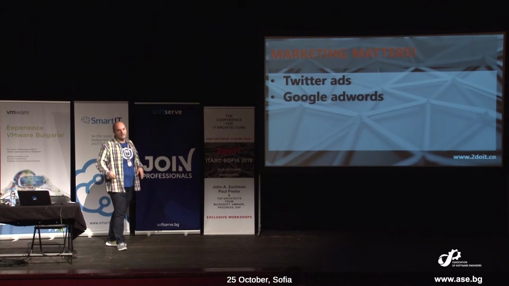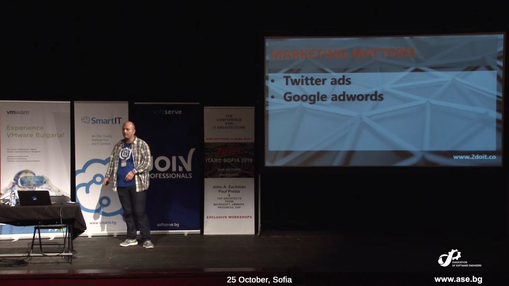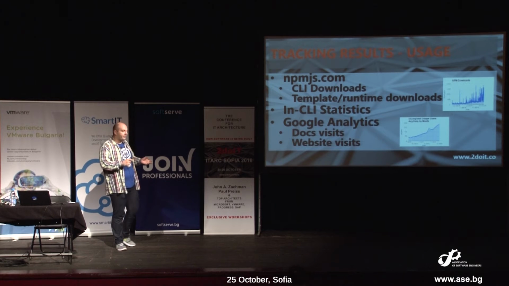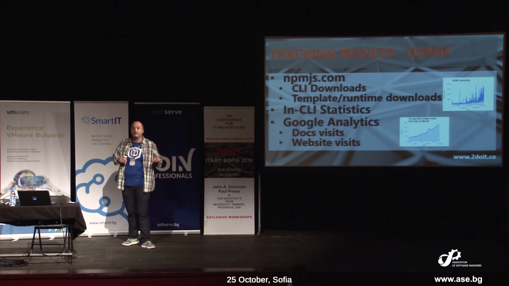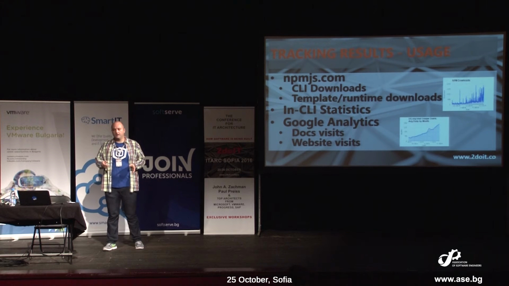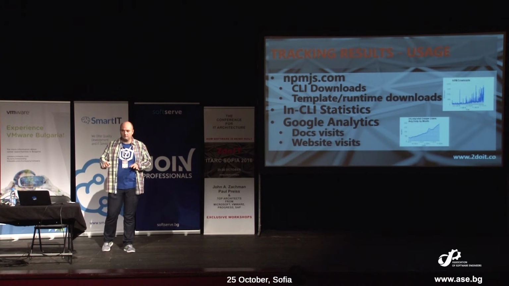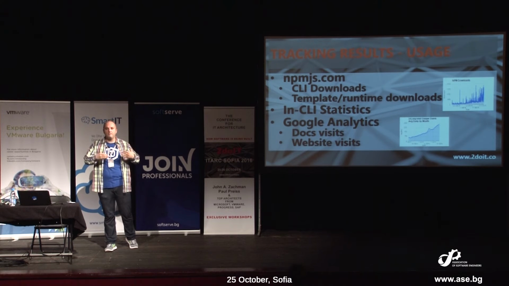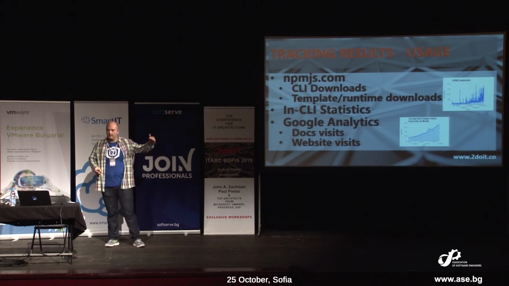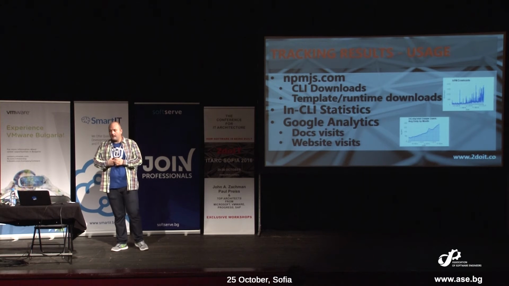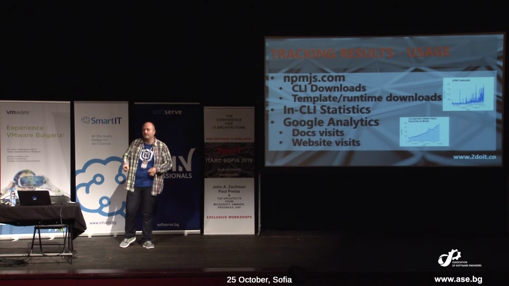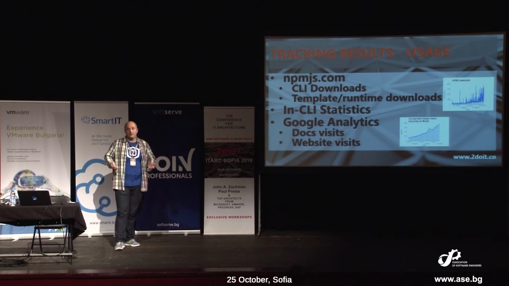The NativeScript team uses Twitter ads and Google AdWords to make the product more popular. With that, it is good to track the success of the results of your efforts. We use the statistics of npmjs.com to check the CLI downloads. These tell us how many people use the product. You can see the chart that the usage is growing. Then we use Google Analytics as well to monitor the documentation site and the core website of NativeScript visits. These are growing as well, and we're pretty happy with these.